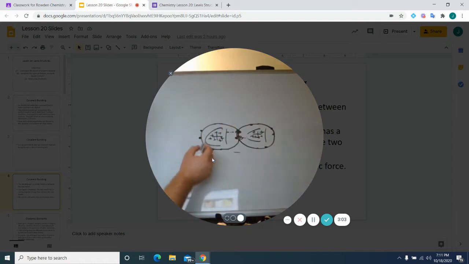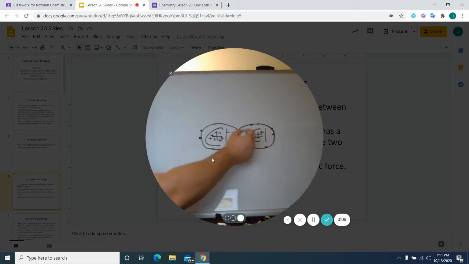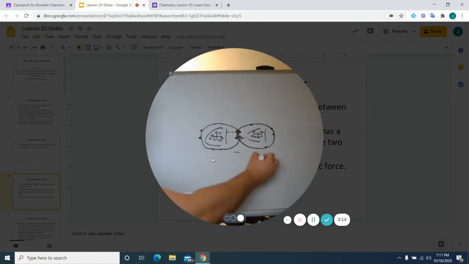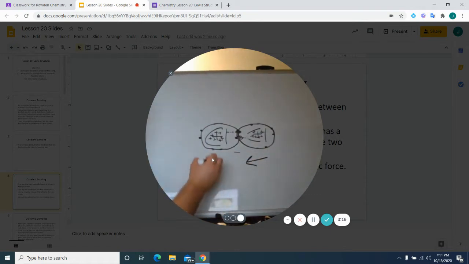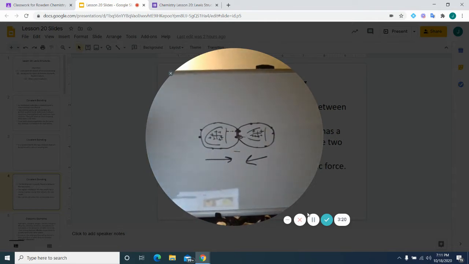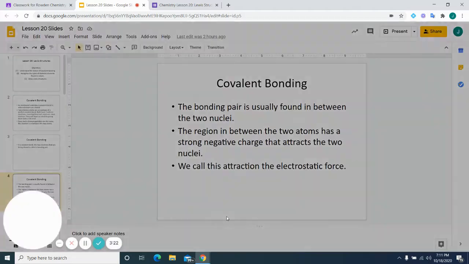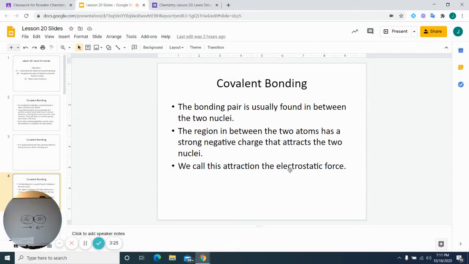And so all these positive protons in the middle are attracted to this area of electrons right here because it's negative. And all these positive protons are attracted to the negative right there. So what it does is it forces this chlorine to want to go that way. This chlorine wants to go that way. And so it keeps them stuck together. We call that attraction right there the electrostatic force. So the electrostatic force is basically when you have the positive nucleus is attracted to the negative electrons that are in between each element.